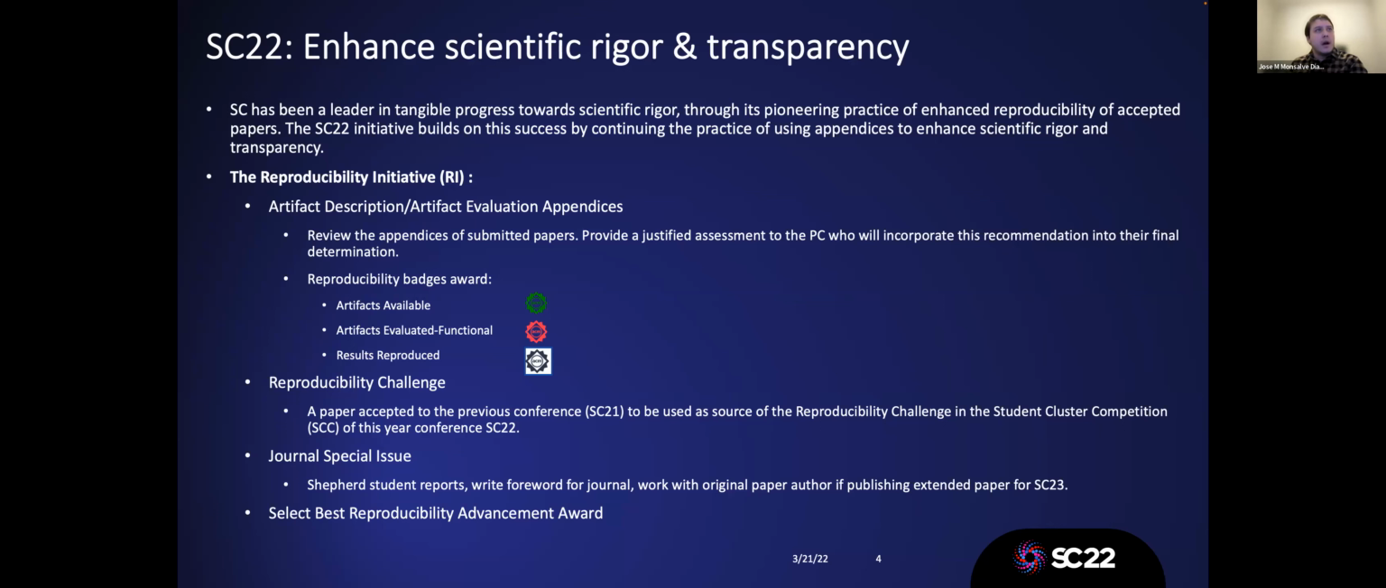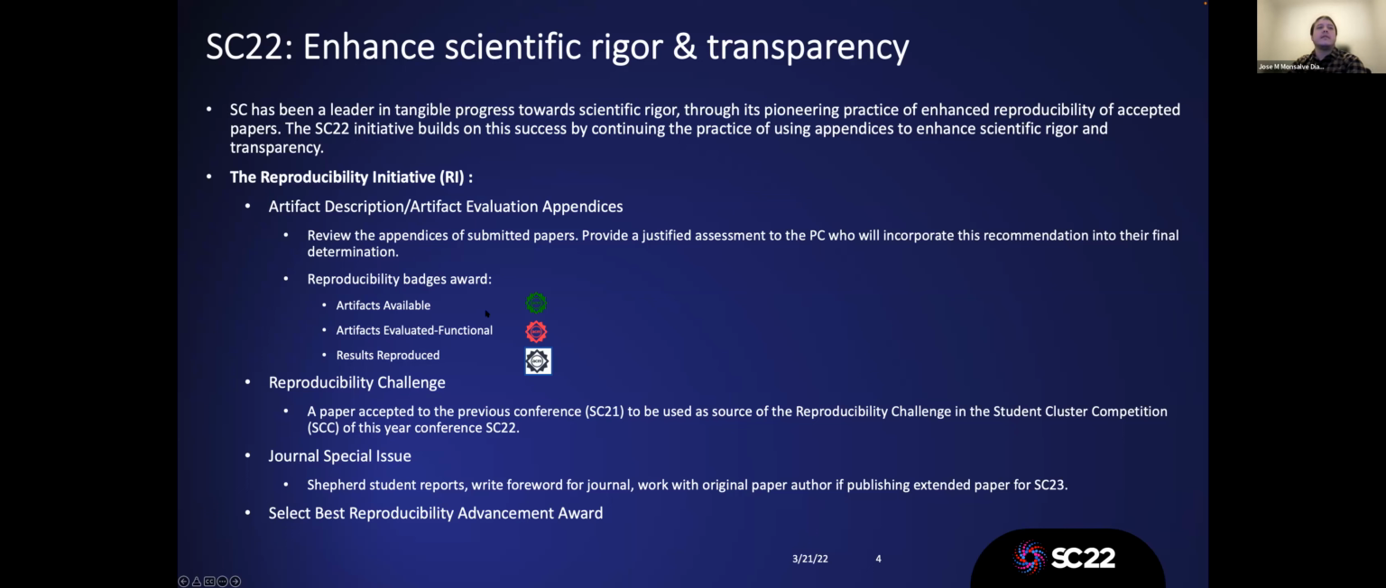The artifact description and artifact evaluation committee is in charge of making sure that papers get submitted with an artifact description, and that papers can request different badges to be used in their publication. There is the artifact available badge, the artifacts evaluated and functional badge, and the results reproduced badge. You don't have to have all the badges, and you can select which ones you want. For example, if you cannot share the artifact, you can opt out of artifact availability, but you can still do results reproduced or artifact evaluated functional.